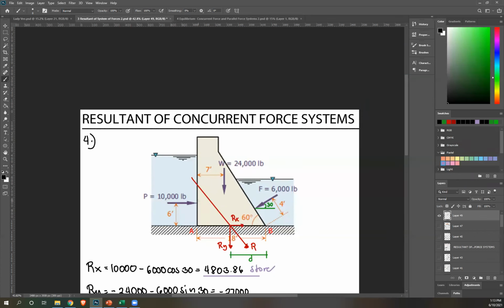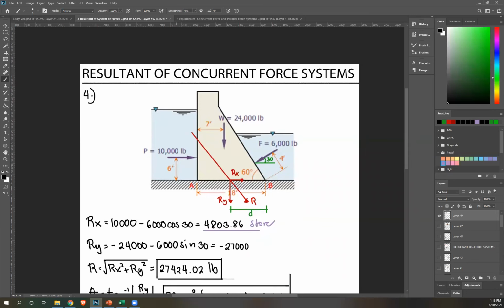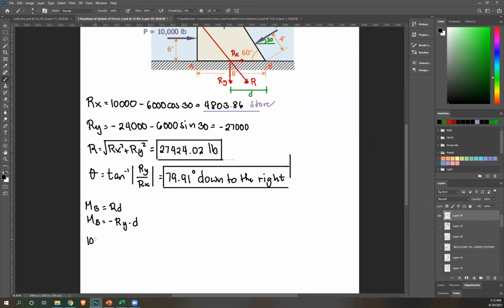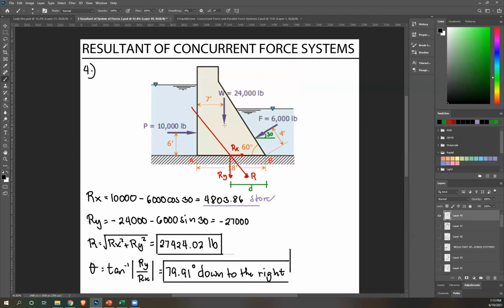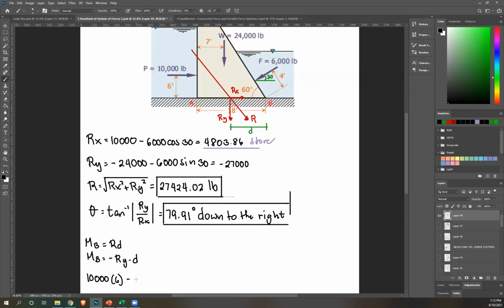Let's start with 10,000. Rotate about B, that's clockwise, therefore positive 10,000. Perpendicular distance is given, and that's equal to 6. So positive 10,000 times 6. Next, 24,000. Rotate about B, that's counterclockwise, so negative 24,000. Now, what is its distance?